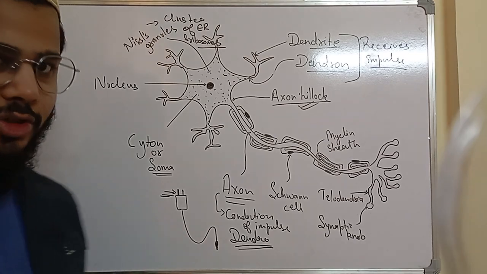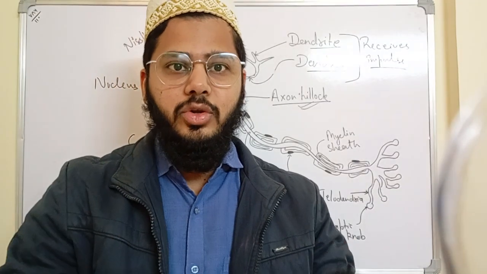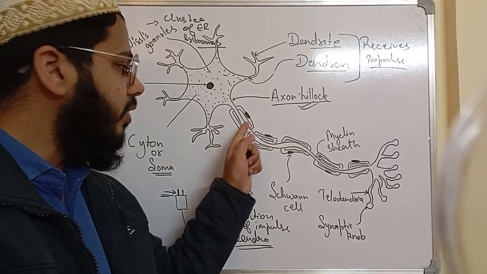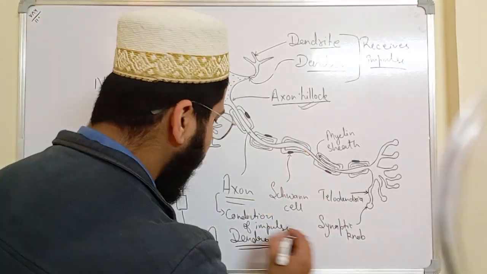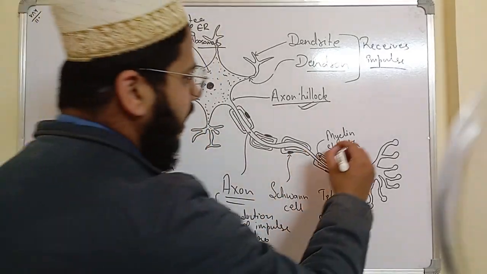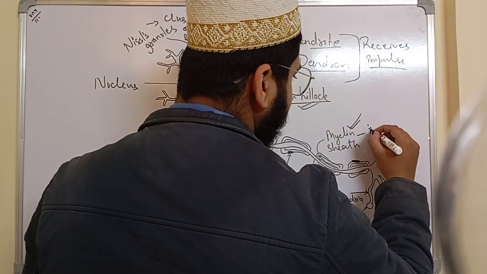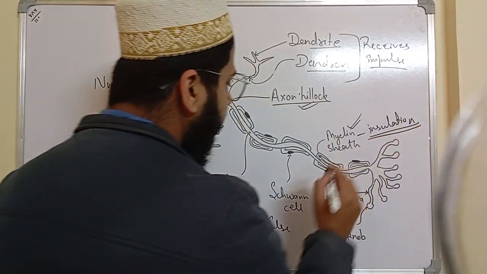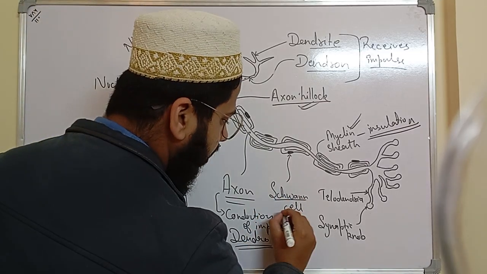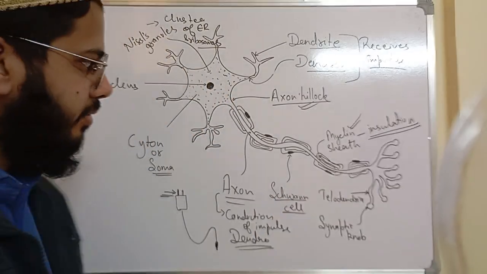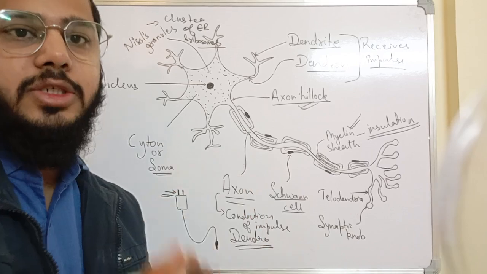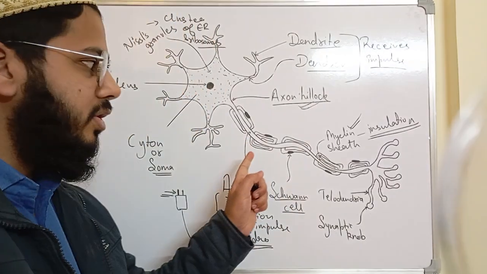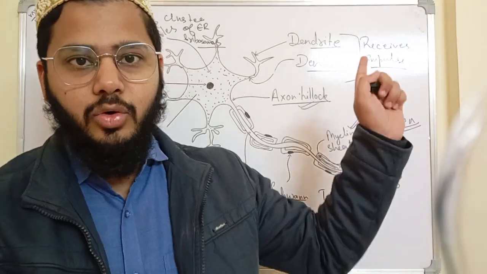Now, as you have seen in a charger, the cable is insulated, covered by an insulating layer. In the same manner, this axon is also covered by an insulating layer, and that insulation is termed as myelin sheath. This myelin sheath is produced by this cell, called Schwann cell. Schwann cell synthesizes myelin sheath over the axon. This myelin sheath provides insulation, so it prevents the charge from leaking out of the axon.